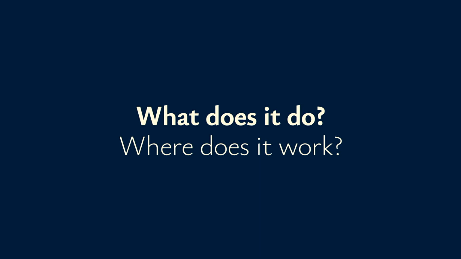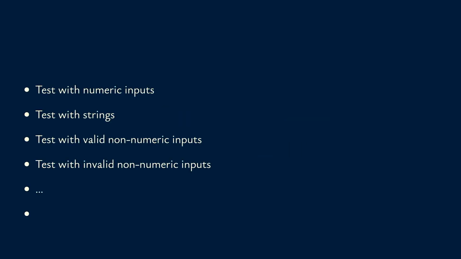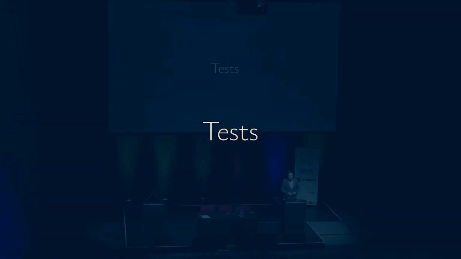Well, how do we solve this "what does your code do" problem from a quality assurance perspective? It's to test. Do your numeric inputs work, do your strings work, do your valid non-numeric inputs work? Things that you write with tests. So automated tests help us manage complexity of verifying behavior by allowing us to automatically run code that will check that the code we're verifying under the test works.